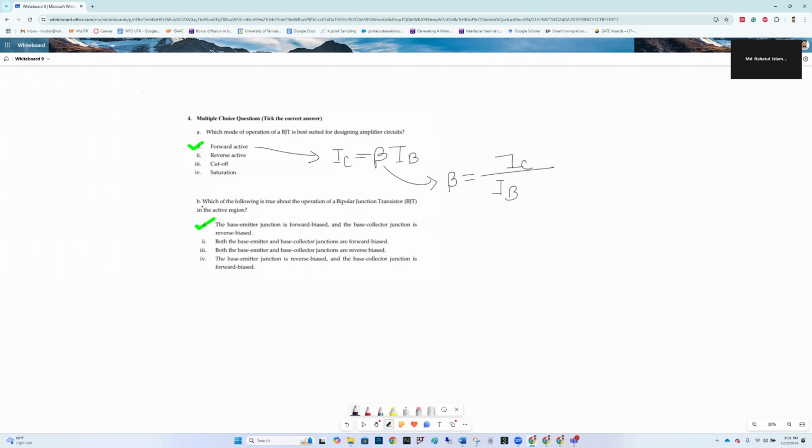Now let's move to the last question here. Which of the following is true about the operation of a BJT in the active region? I mean, active or forward active region. We have said many times that for forward active mode, the base-emitter junction should be forward biased and the base-collector junction should be reverse biased. So this is the correct answer.